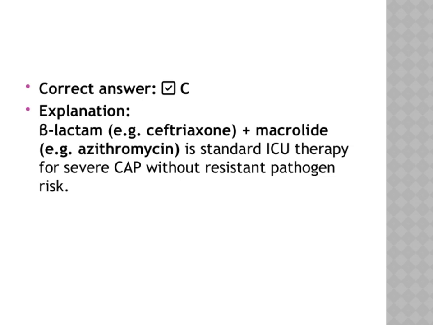This combination is considered the go-to because it provides broad coverage, addressing the most common bacteria that cause severe pneumonia. It's important to note that this approach is recommended when there's no evidence of resistant pathogens, making it a reliable initial choice. So, in summary, this dual therapy, beta-lactam plus macrolide, is the standard ICU treatment for severe CAP without resistant pathogens, ensuring we cover all the common causative agents effectively.